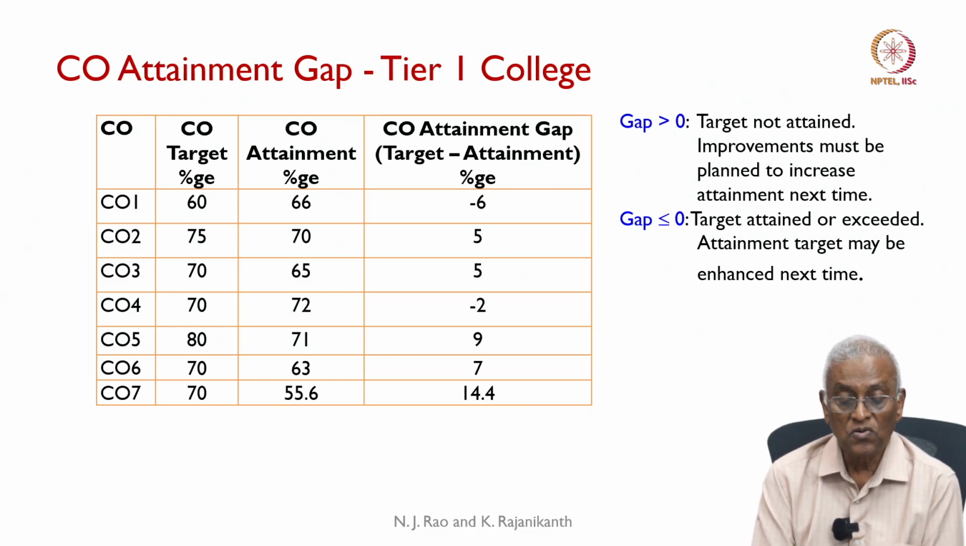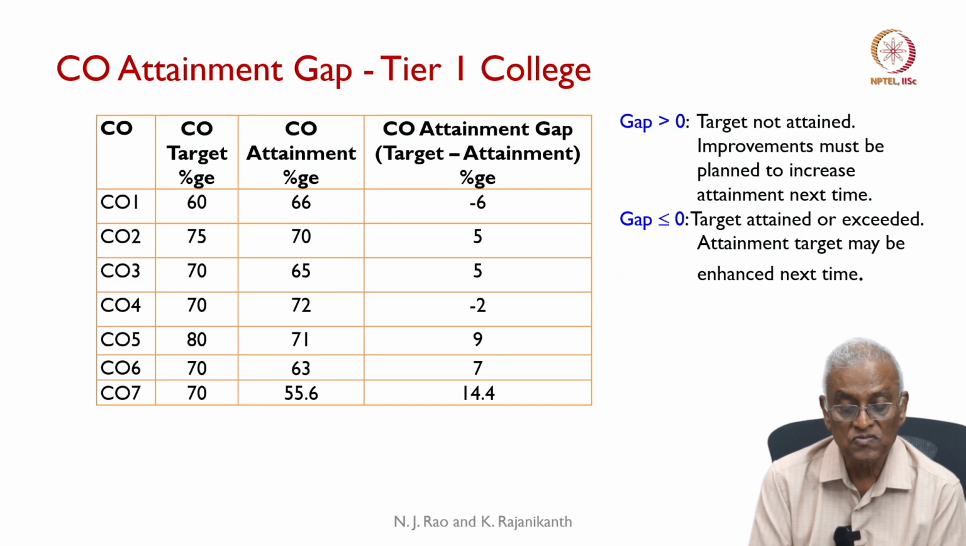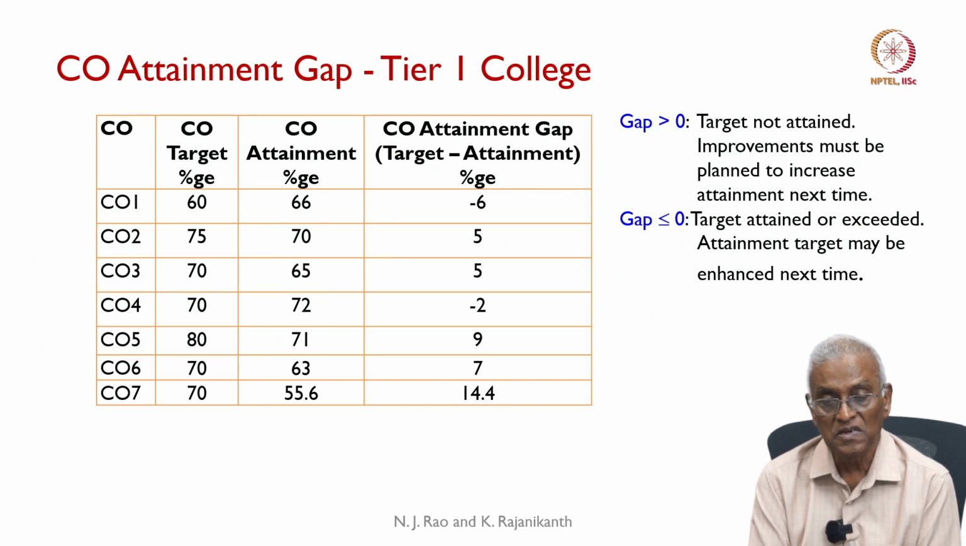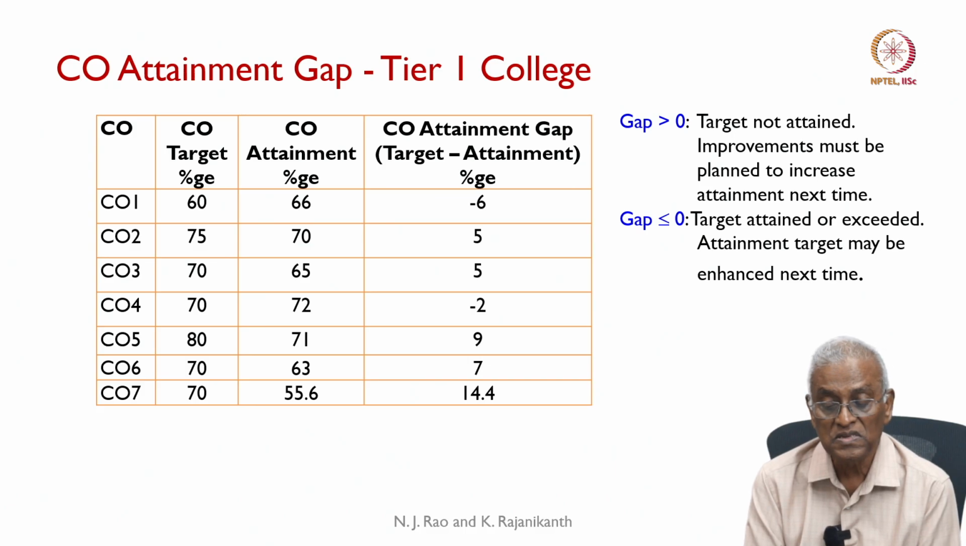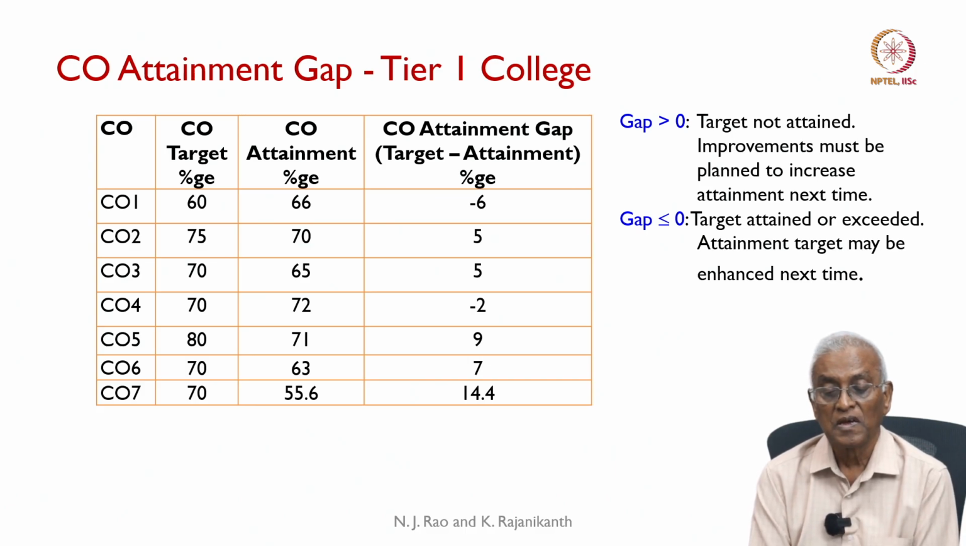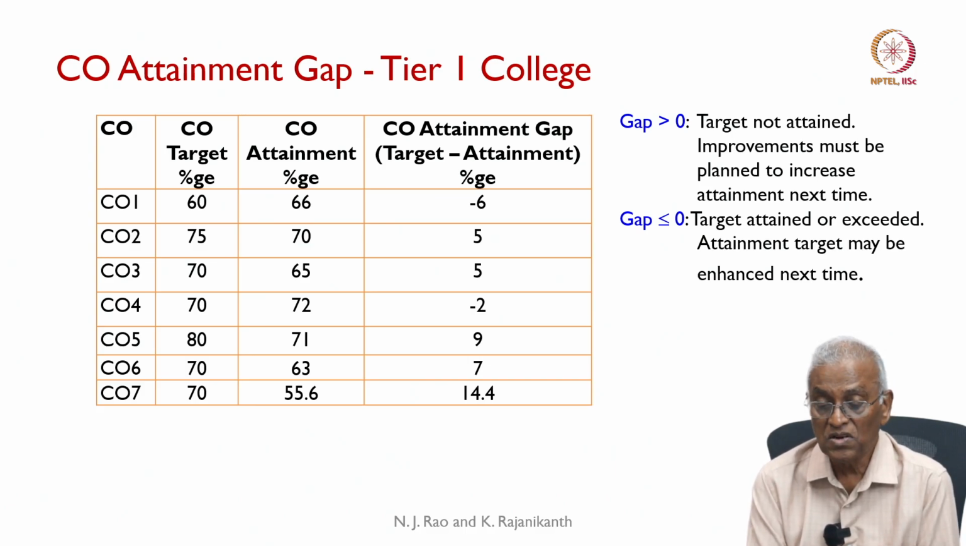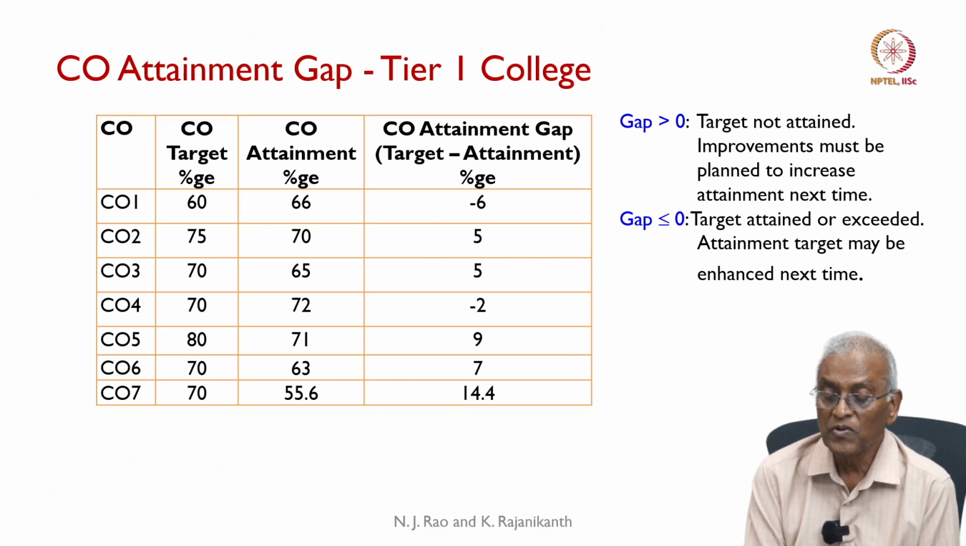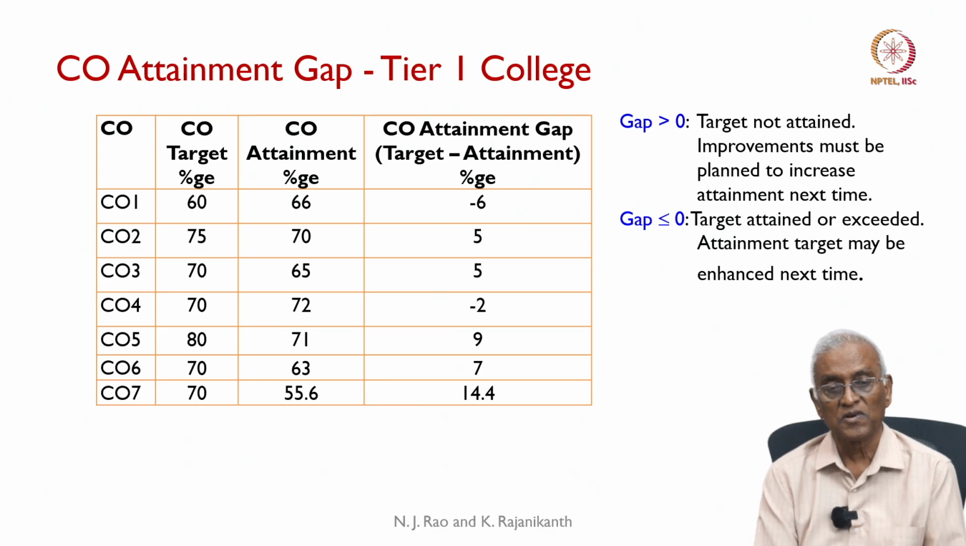Okay. So you have two COs with the negative value, that means you exceeded the target, whereas in all other ones there is a gap. If gap is greater than 0, target not attained, improvements must be planned to increase the attainment next time the course is offered.